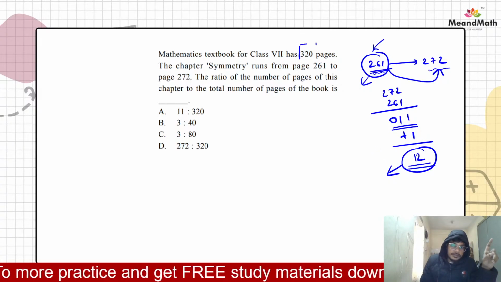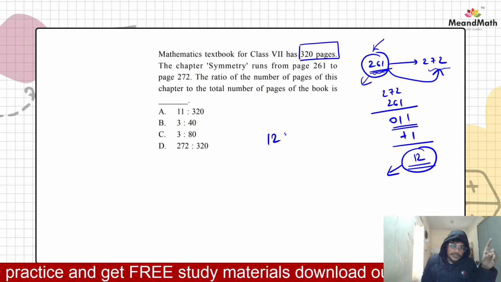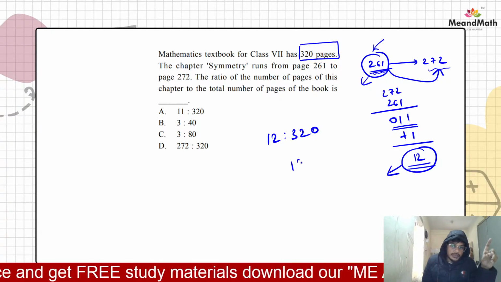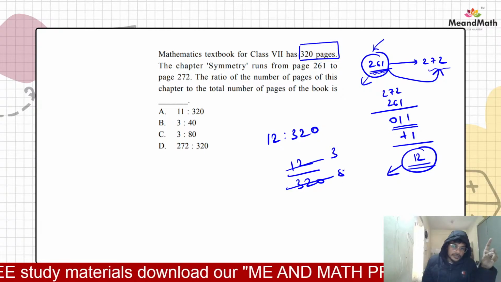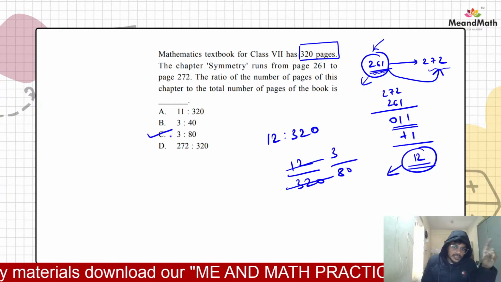And then the total number of pages is 320. So the ratio would be 12 over 320. Now you can solve this, right? Dividing by 4, we get 3 over 80. So the answer would be C, right?